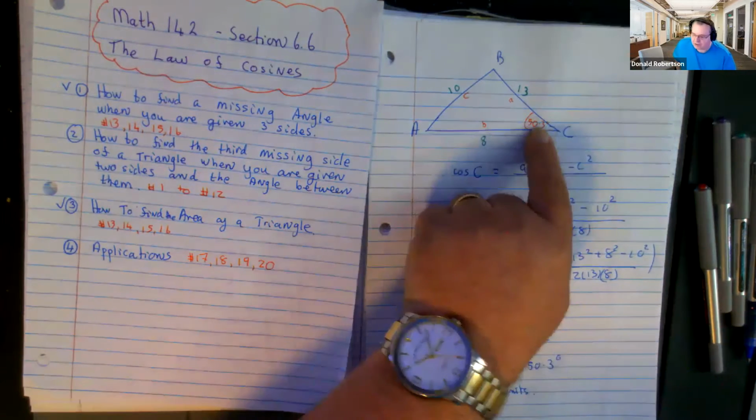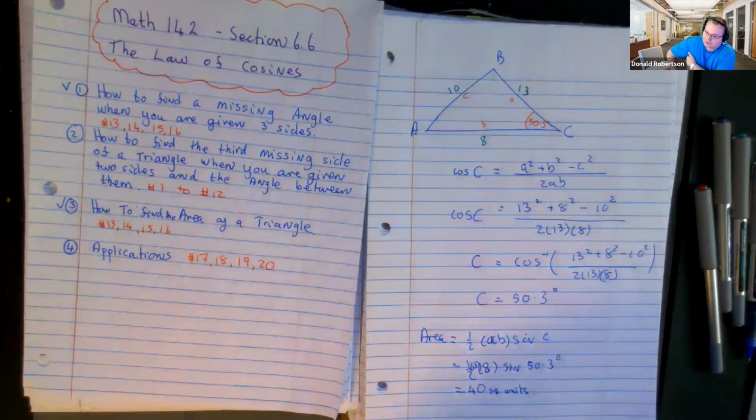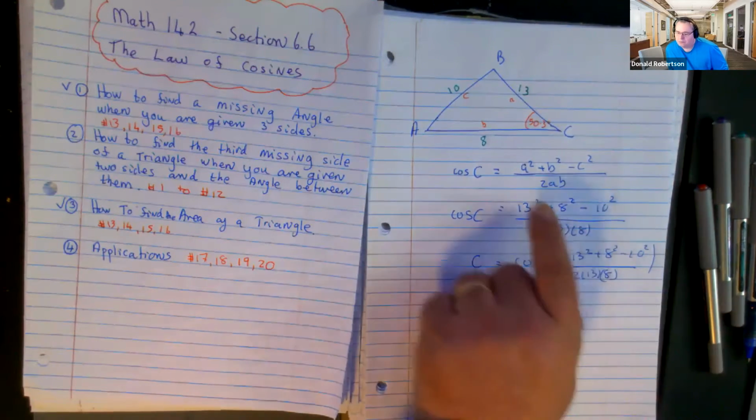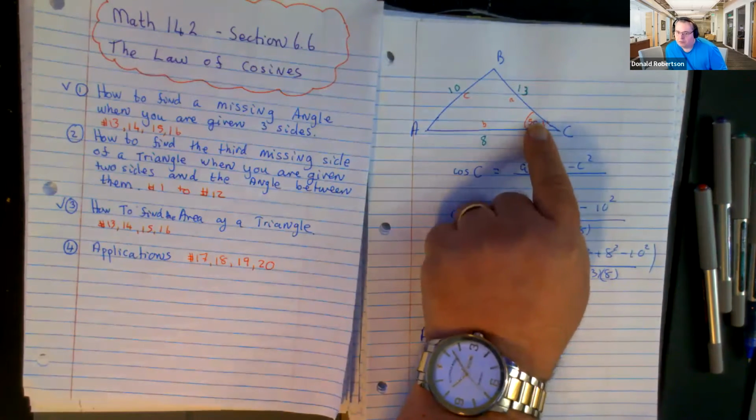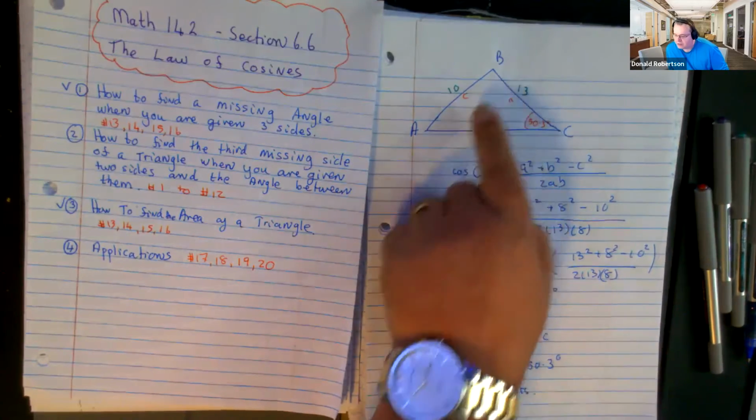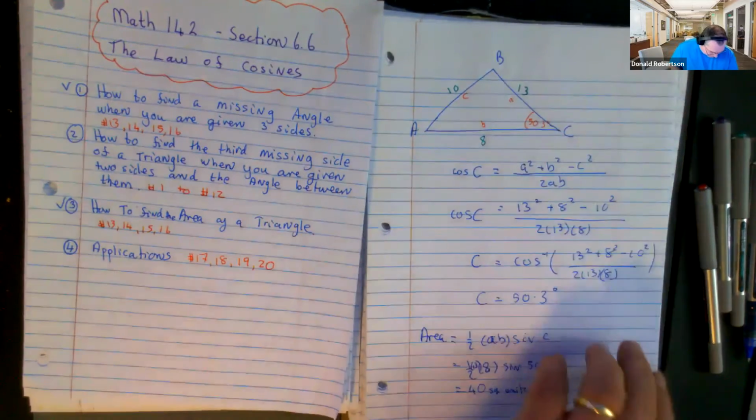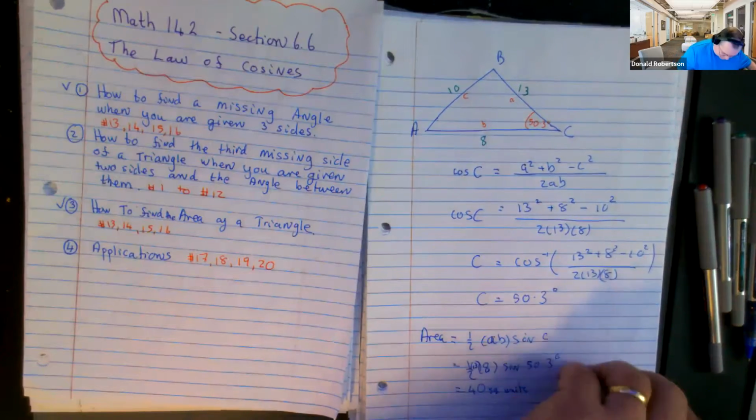I picked C. If I wanted to find all the angles, do I need to pick C? No, I couldn't have picked B because I felt like it, or A, right? So it's pretty flexible about what you do.